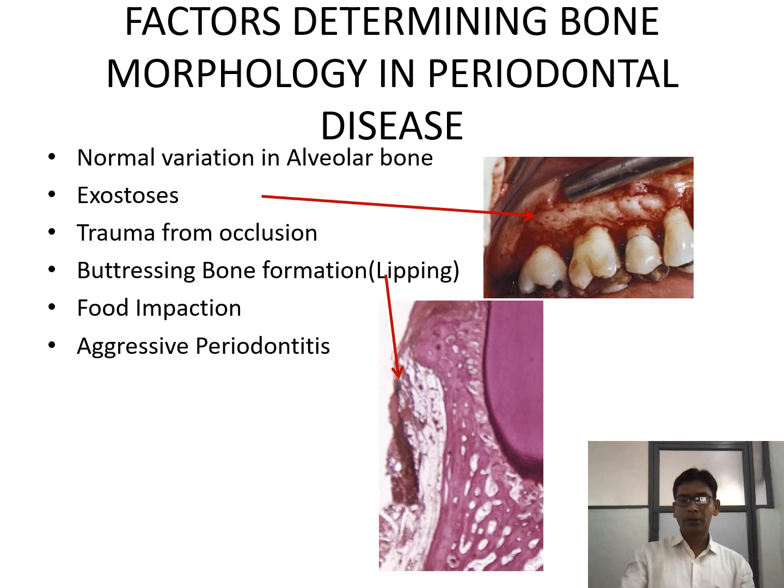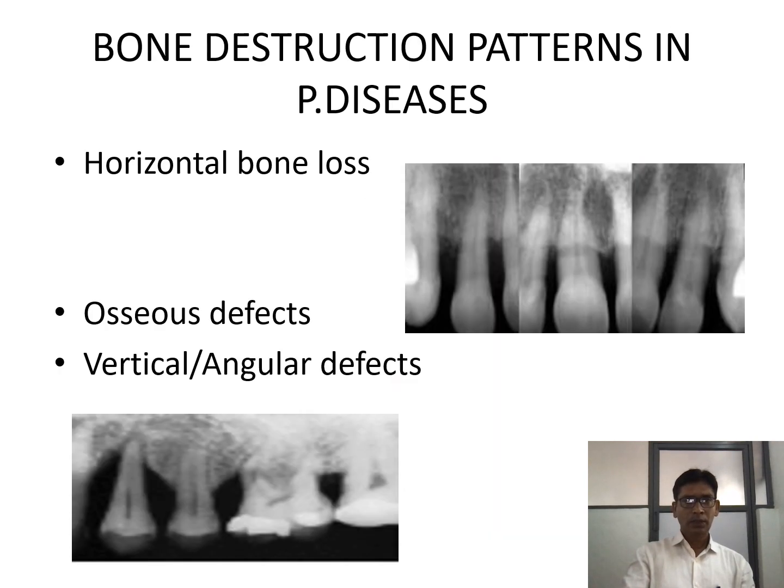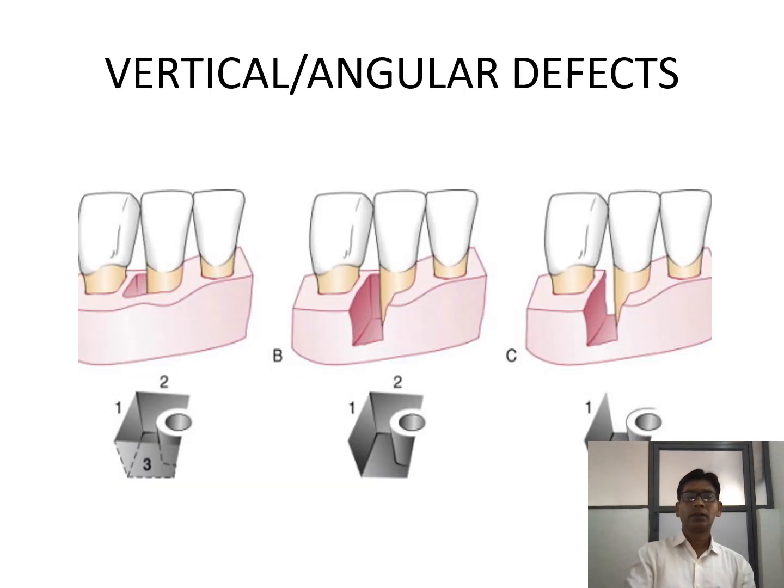Next class we will continue with the varieties of patterns of bone destruction, like horizontal bone loss, osseous defects, and vertical or angular defects, which will be covered in the coming classes.